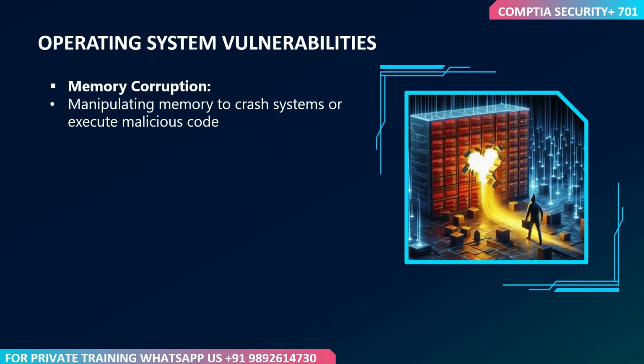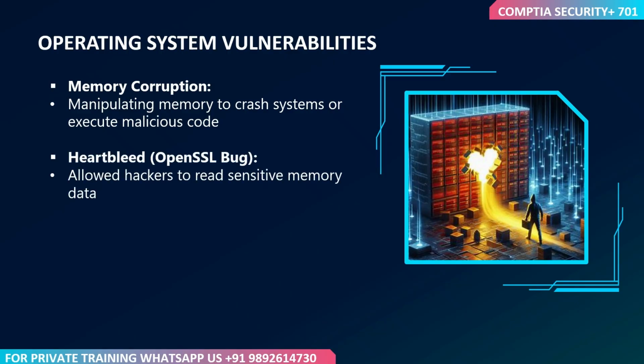Memory corruption vulnerabilities are another major issue. These occur when an attacker manipulates the way an operating system manages memory, leading to crashes or the execution of malicious code. A well-known example is the Heartbleed bug, which affected OpenSSL, a widely used encryption library. This vulnerability allowed attackers to read sensitive information from a computer's memory, including passwords and encryption keys.